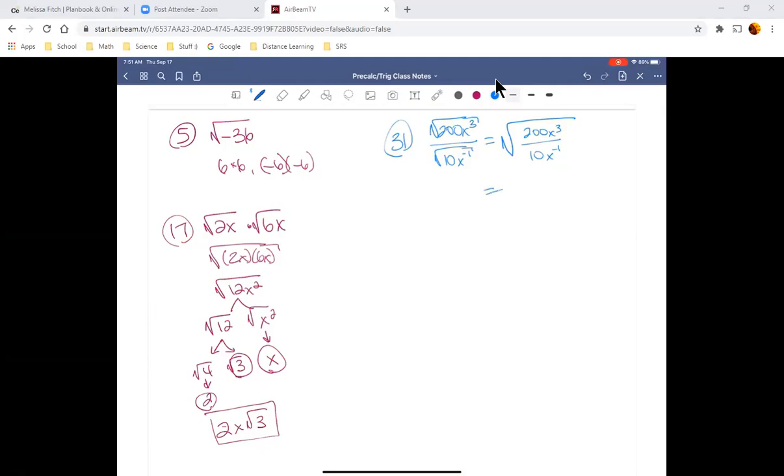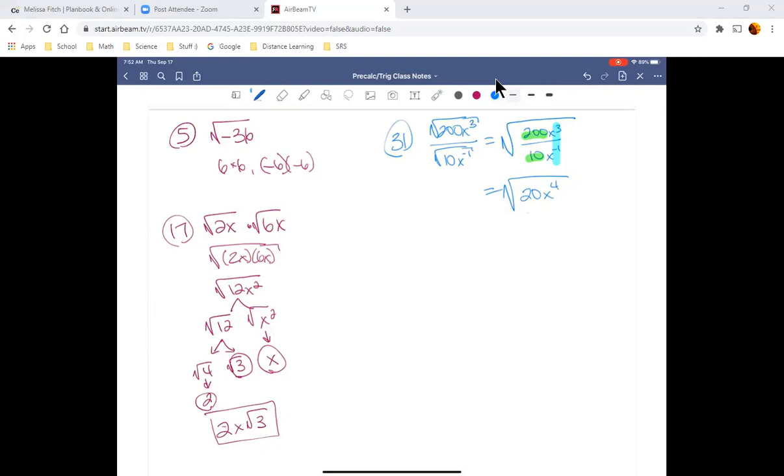So if I just look at the 200 over 10, what's 200 divided by 10? 20, right? And then I'm going to look at my x's. So I'm going to use the quotient property because they're dividing, so we're going to subtract them. So you would have x to the third minus negative 1, which would give you x to the fourth, right? You picking up on what I'm laying down?